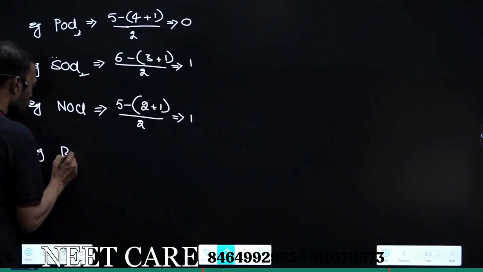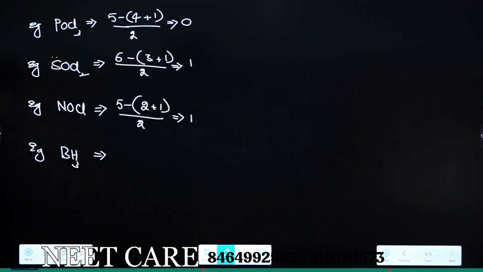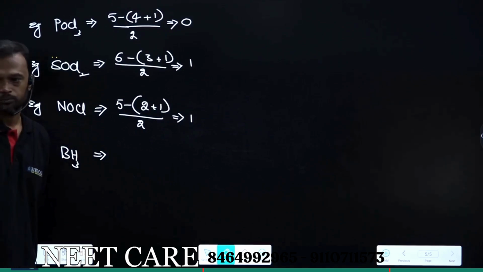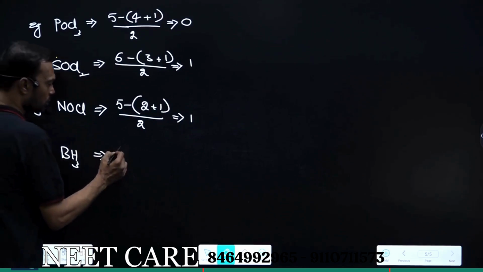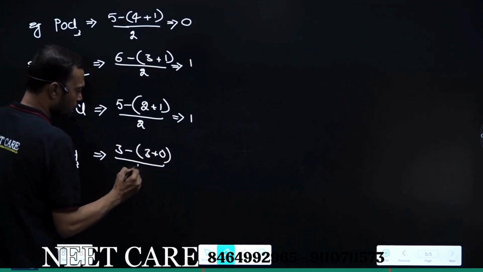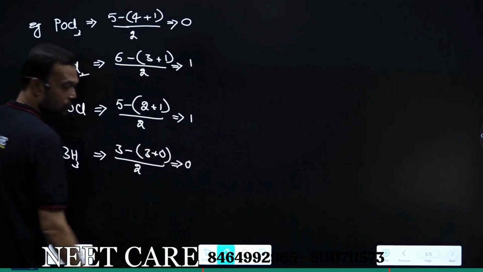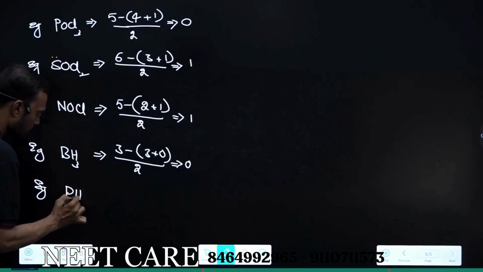You know borane? What is the formula of borane? BH3. Borane. Boron belongs to which group element? Third group element. Nitrogen is 5th group, so boron belongs to the third group, right? 3. Then how many sigmas? 3 sigmas, no lone pair, divide by 2. Now how many lone pairs will you get? 0. You know phosphane? What is phosphane? PH3.